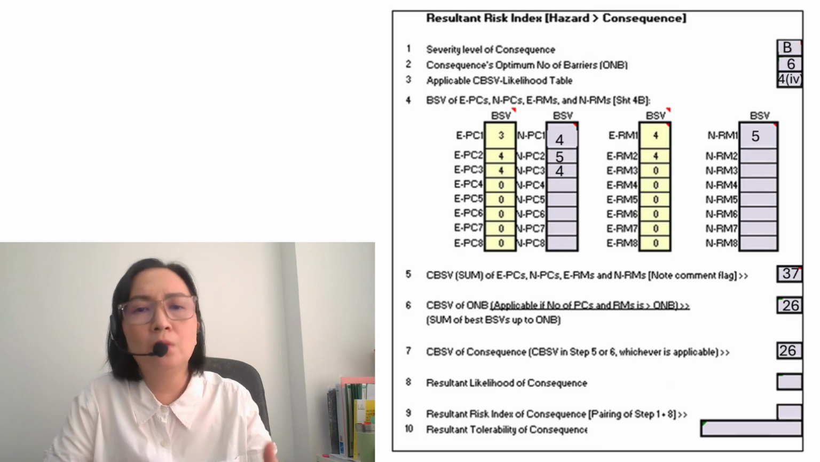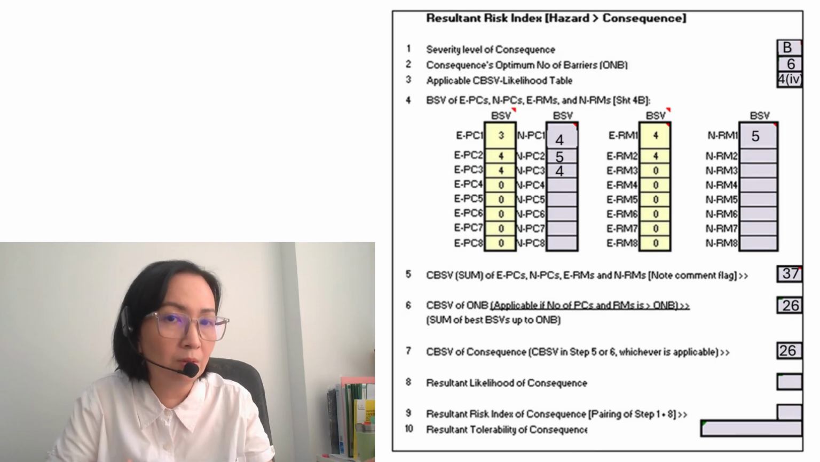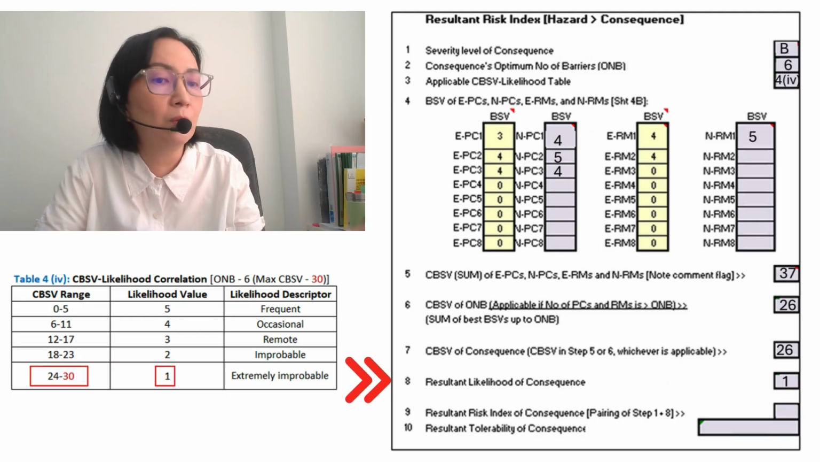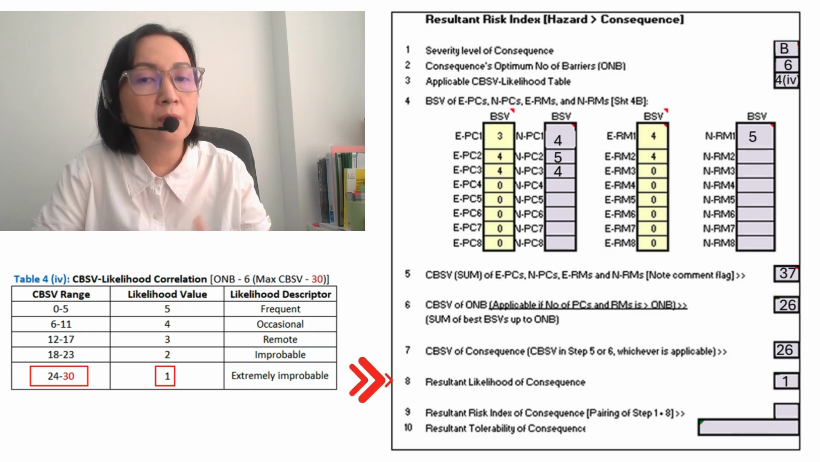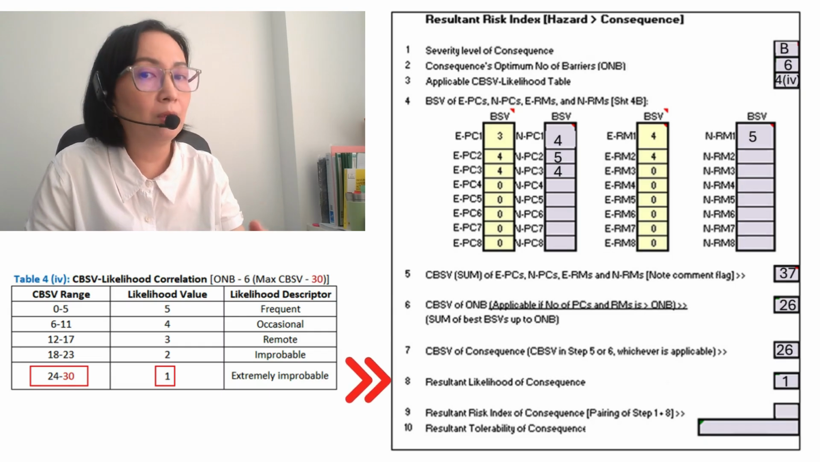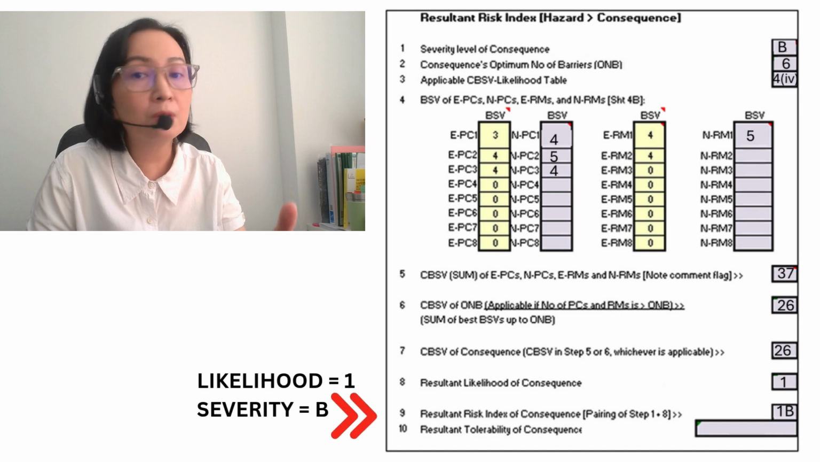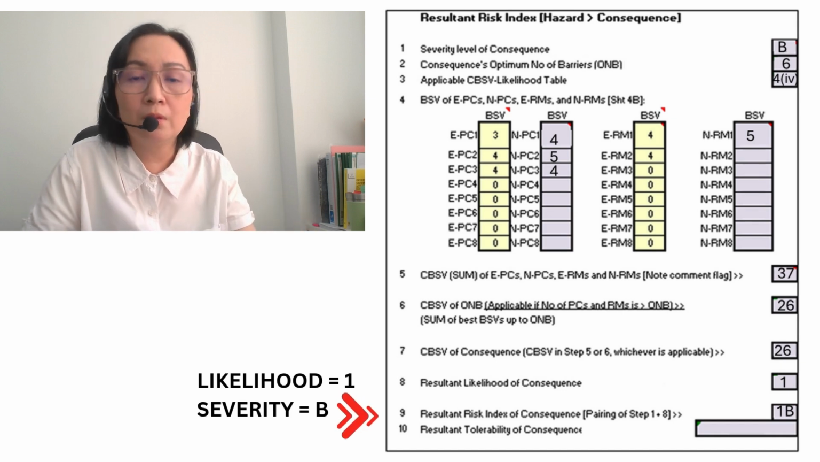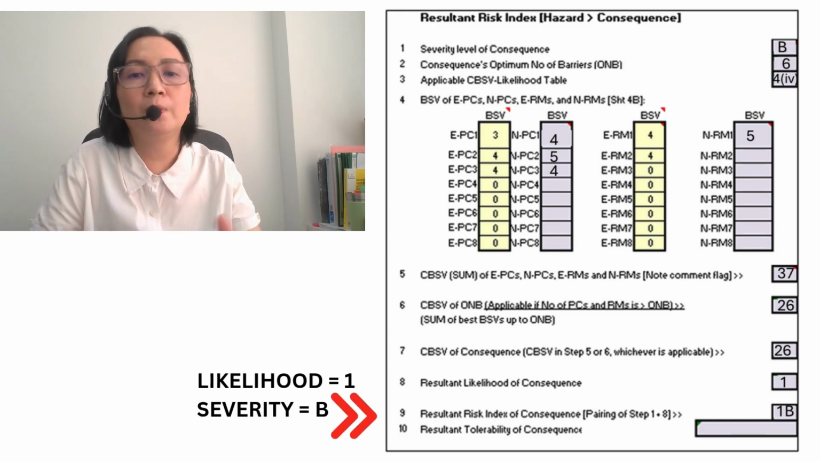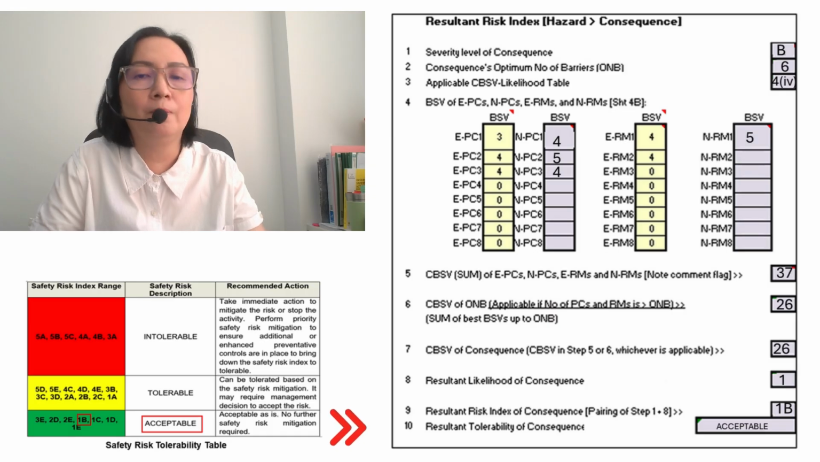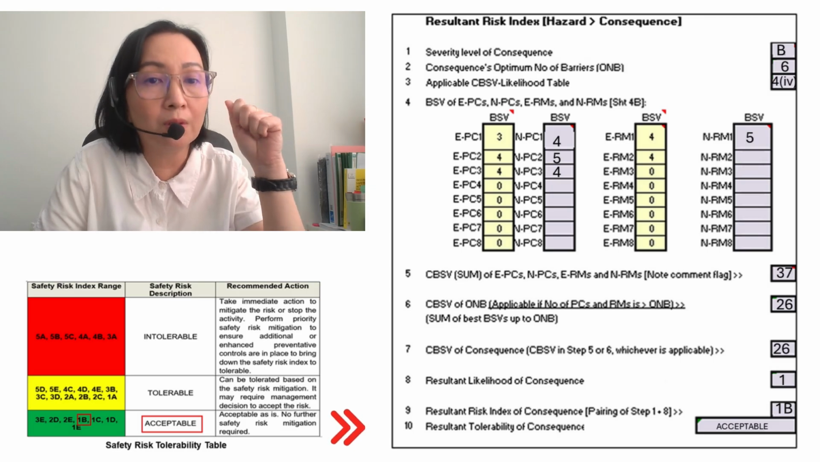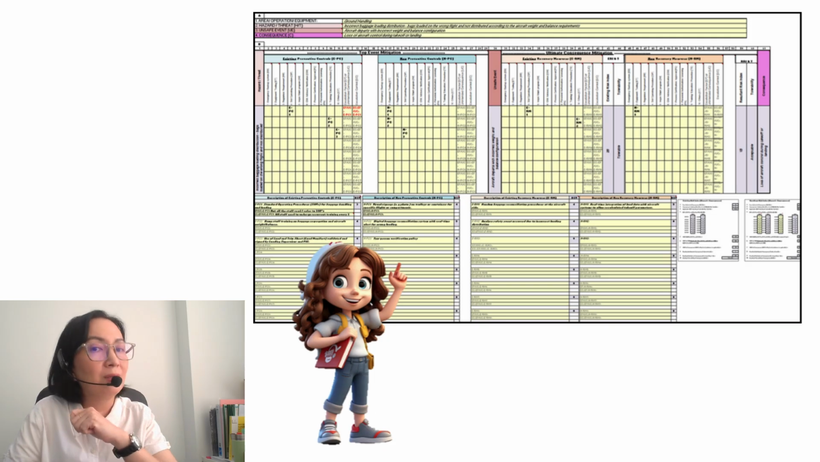Step 7, reuse this same applicable value, 26. Step 8, determine likelihood value. Refer to the CBSV likelihood correlation table. A total of 26 falls in the 24 to 30 range, which corresponds to a likelihood value of 1. Step 9, pairing severity and likelihood. Severity equals B, likelihood equals 1, risk index equals 1B. Step 10, risk tolerability. Check the safety risk tolerability table for index 1B, and yes, it's acceptable. So here is the final product.